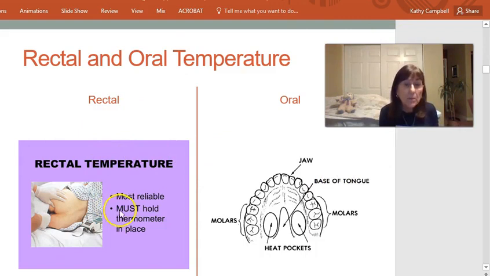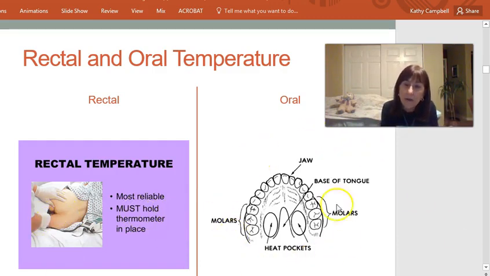But that is the most reliable, most accurate. If you ever have to do a rectal, and usually we used to do that more with children, but now they have better, you know, ones that you don't have to touch. However, they're not as accurate. Make sure you always hold that thermometer in place.